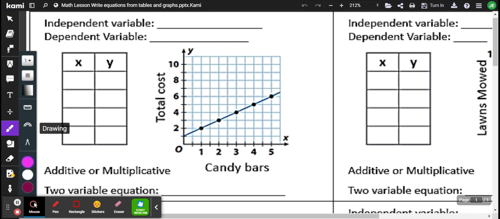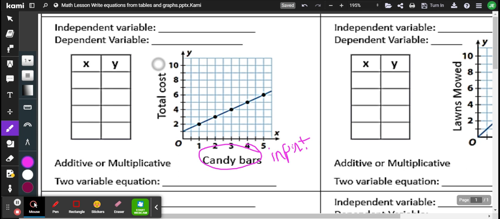We're going to identify the independent variable. The x is always going to be our input variable, and the input variable is also the independent variable. That is going to be the candy bars, and we can just shorten that to bars, and that's going to be represented by the x-axis. The dependent variable is going to be the output, and that is the total cost, and that's always going to be on the y-axis, the dependent variable. So now we start on the graph.